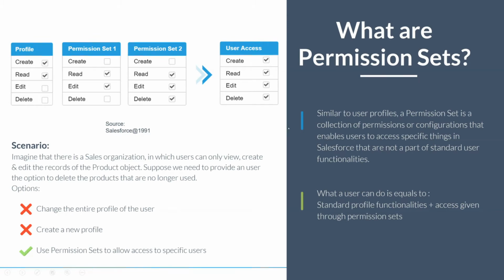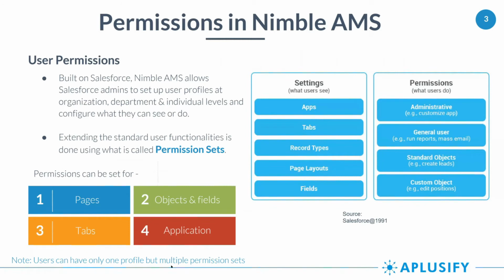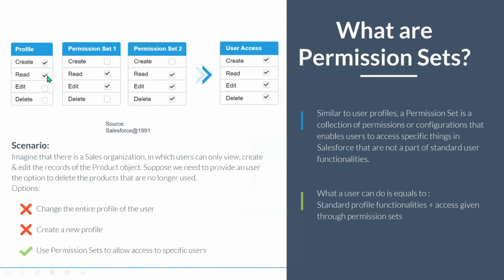So a permission set is a collection of permissions or configurations that enables the users to access specific things in Salesforce or AMS that are not a part of standard user functionality. So the standard user functionality is this profile, and these permission sets are created, which extend the profile functionality. So in the last slide, if you see, we said that a user can have only one profile, but multiple permission sets. And this is what we meant. He can have one profile, but he can have multiple permission sets so that he can have different accesses to the system.